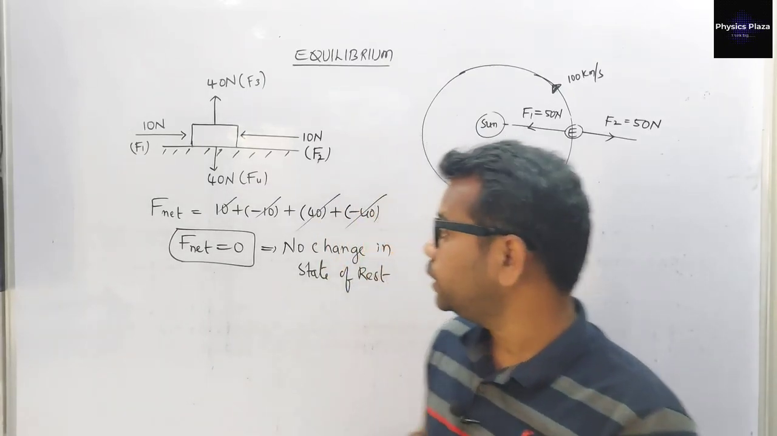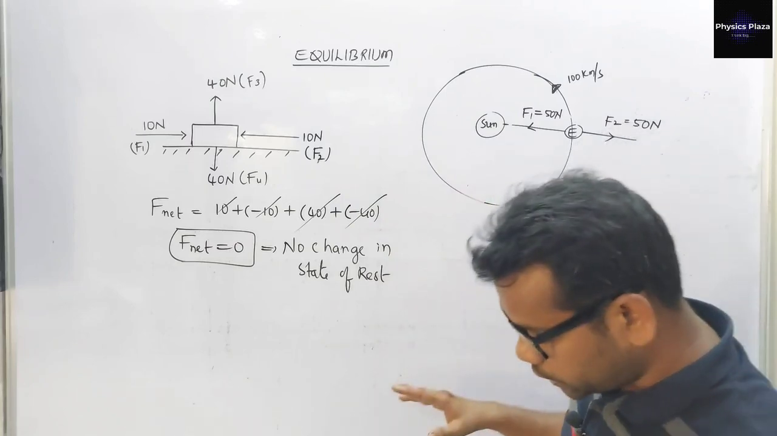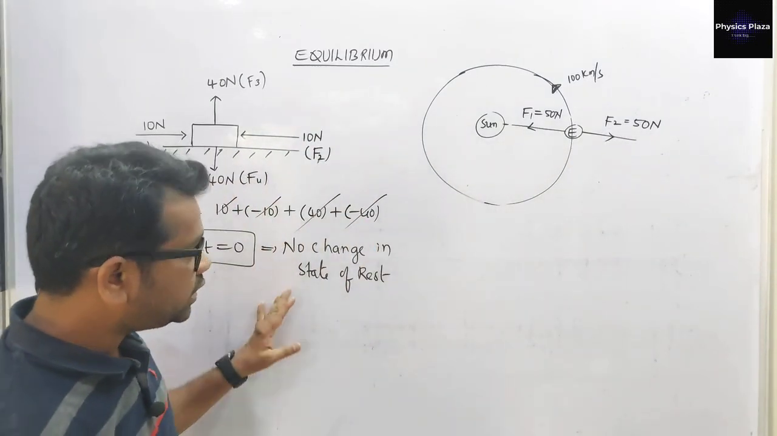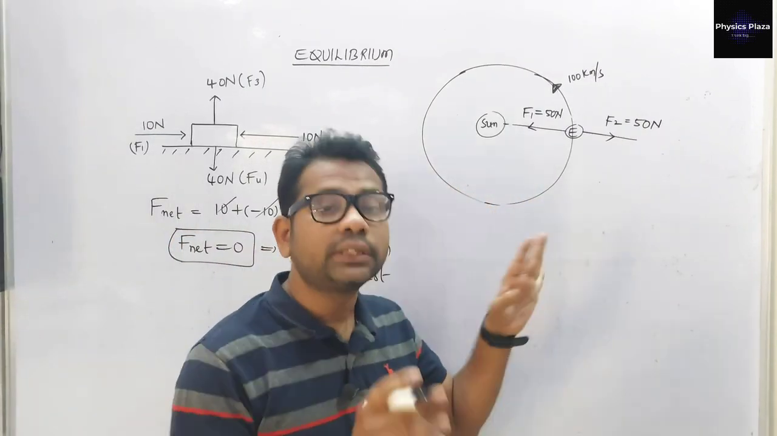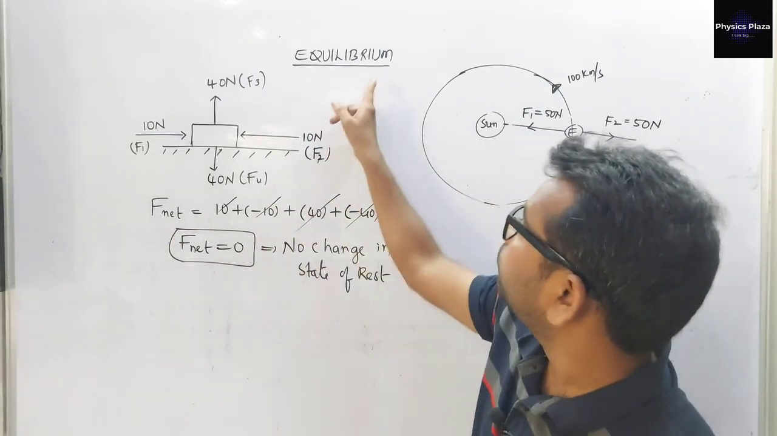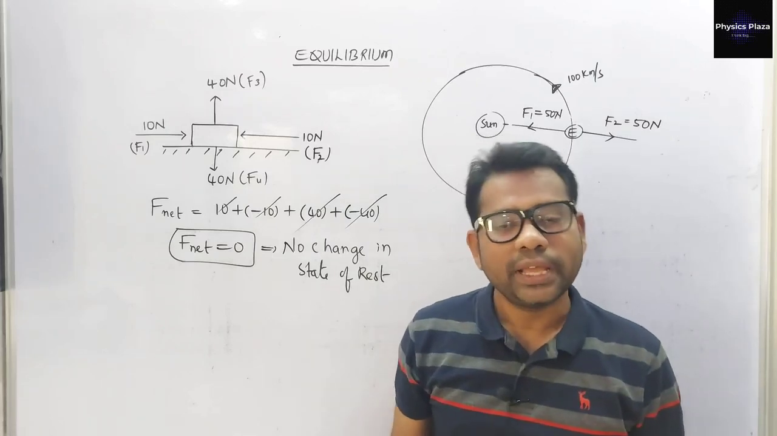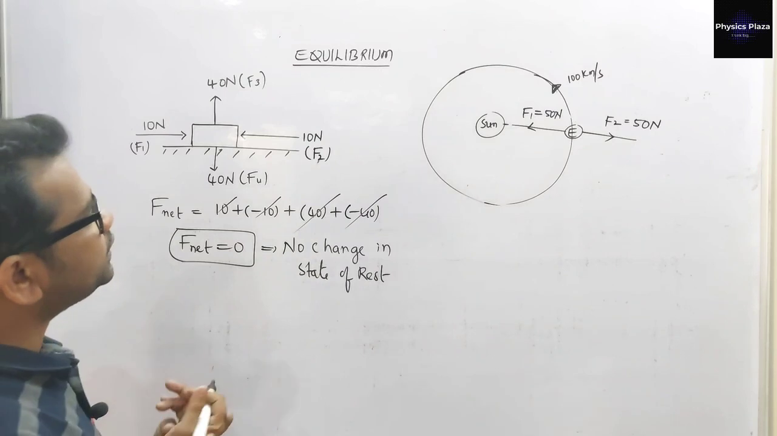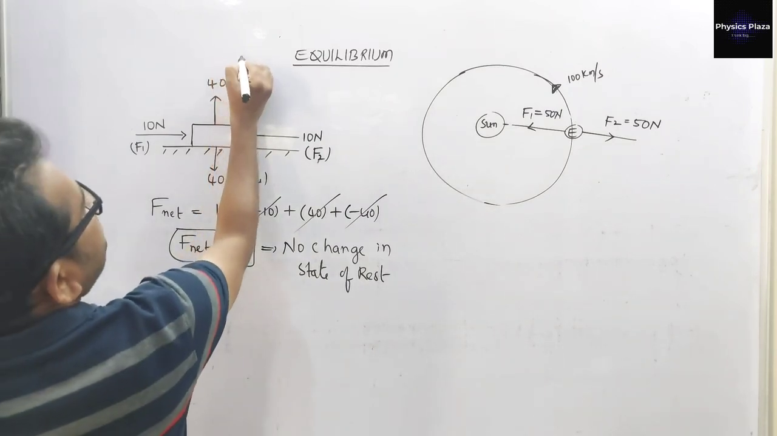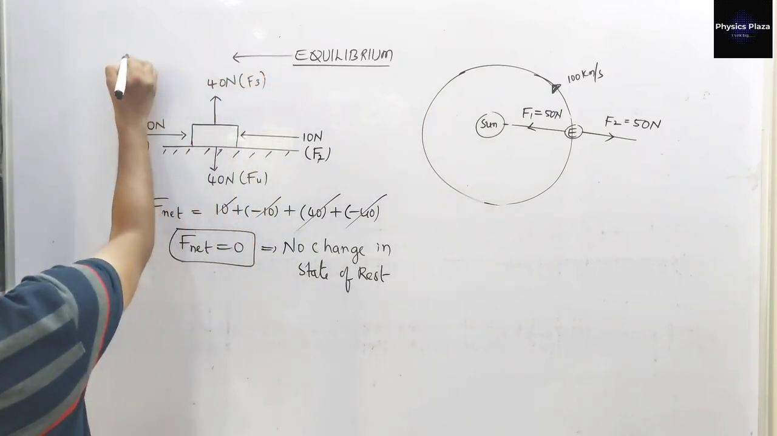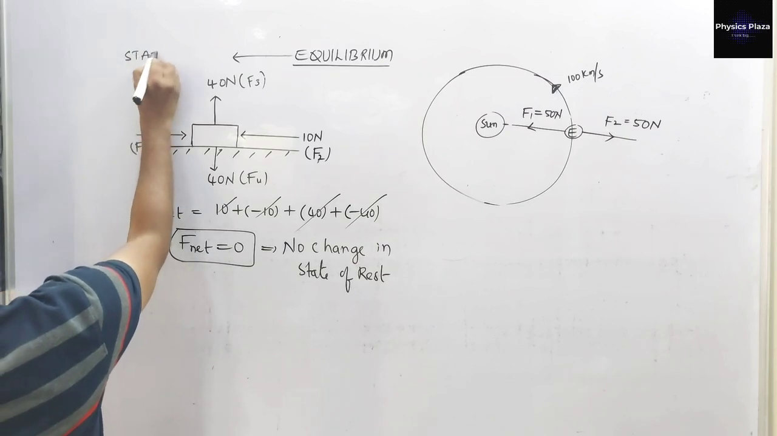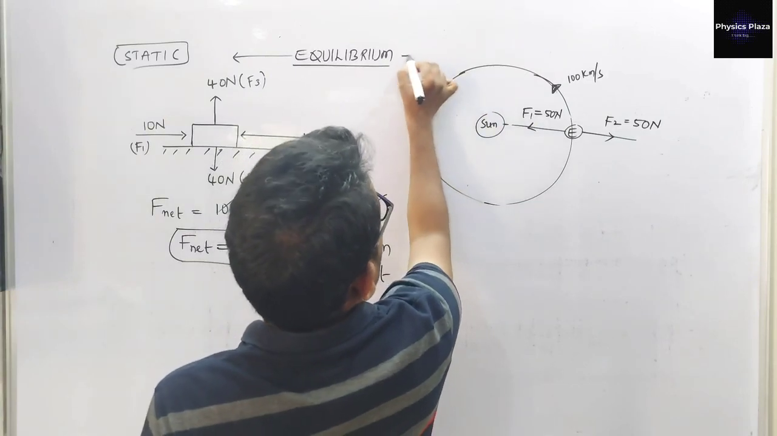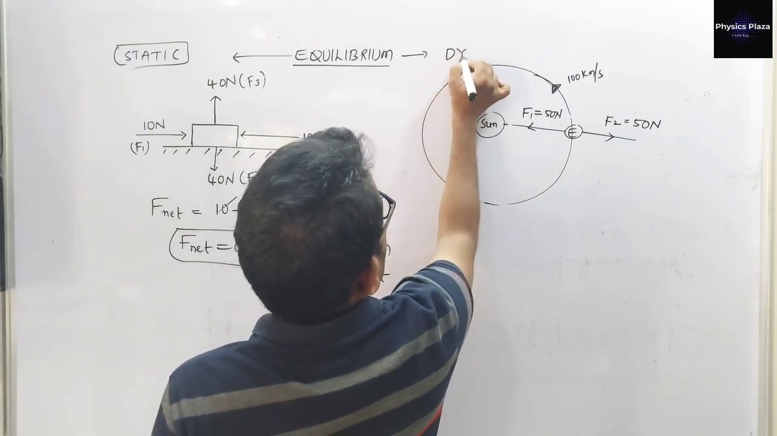Am I clear? So in these two cases, children, several forces acting on a body do not change either the state of rest or the state of motion. Then the body is said to be in equilibrium. Clear? Fine. Now, there are two types of equilibrium. The first one, which we already discussed, is called static equilibrium. And this comes under dynamic equilibrium.